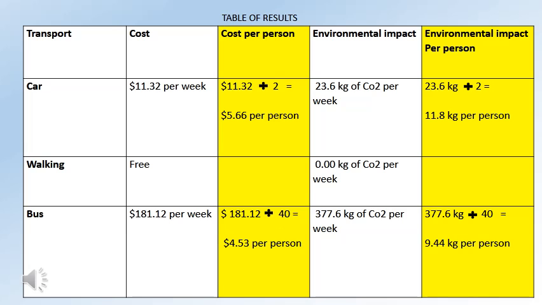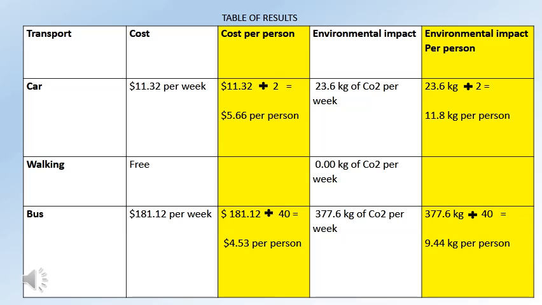While it seems that the car is cheaper than the bus, we have to take into consideration that there are only usually 2 people in the car, but there can be around 40 people on one bus at a time. So to find out how much it would cost per person, we need to divide the cost per week for the car and the bus by the amount of people who travel in them. Once we complete the division, we can see that the bus only costs $4.53 per week per person, whereas the car costs $5.66 per week per person. Of course, being students, you don't have to pay for the bus because you have your bus passes.